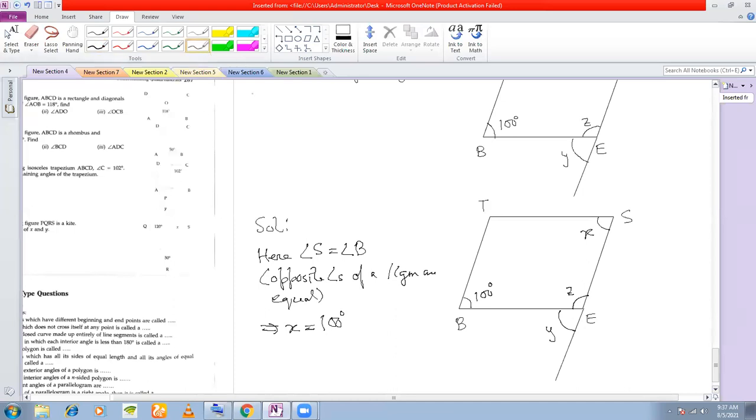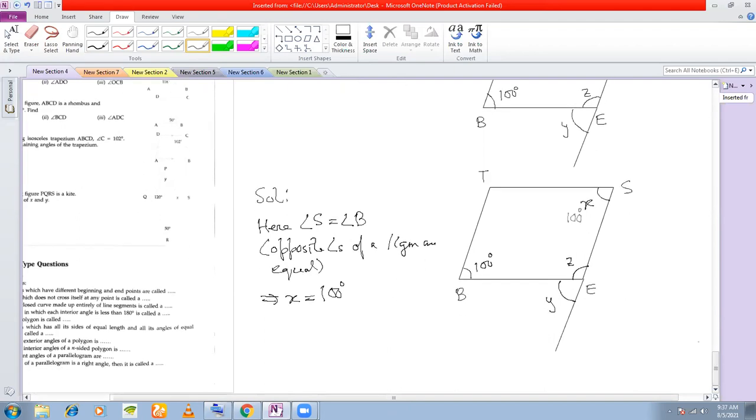So let's write it down here. Very lightly in pencil you will write, because you have already found this angle. Why will you write it here? So that you know that this angle is 100 and you may use it in the future for your other questions. So this answers the first question.